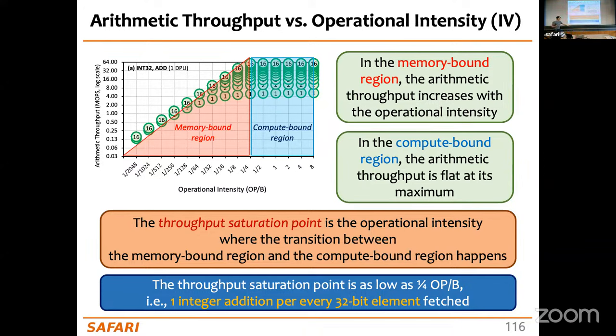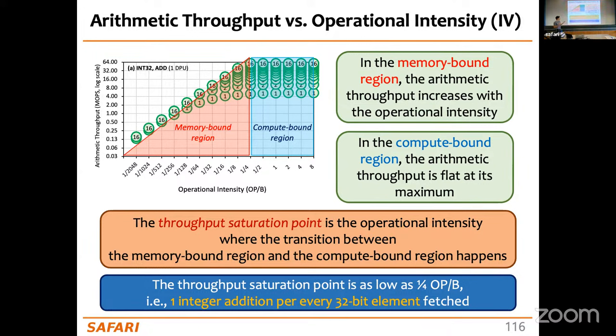We saturate the throughput of this system as soon as we perform 1/4 operations per byte, which means one single addition per 32-bit element, if we are talking about integers. So now think about programs that you usually write, when you access some data from an array in the main memory and perform some computations, and think about how many workloads have such a low operational intensity. You will see that not so many. There are some, for sure, but not so many.